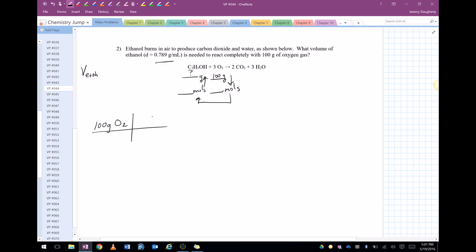Let's see. I'm going to convert to moles first. So 1 mole on top, grams on bottom, and that's 32, because it's O2. Let's do this as one problem again. Now I'm going to go from moles to moles. I'm going to get rid of oxygen and pick up ethanol, C2H5OH. For every 1 ethanol, there are 3 oxygens. And now I'm going to go to mass. Grams canceled out, oxygen canceled out, so I'm going to put moles on bottom, grams on top.